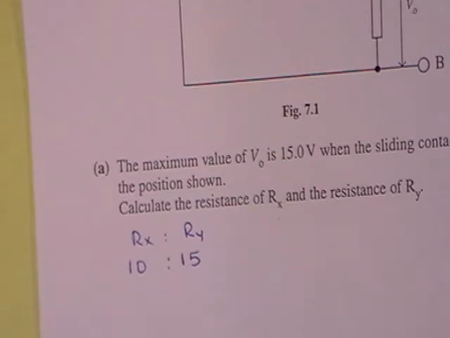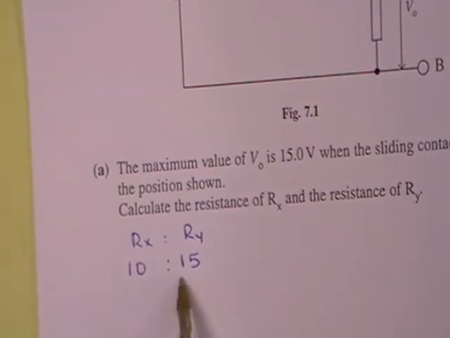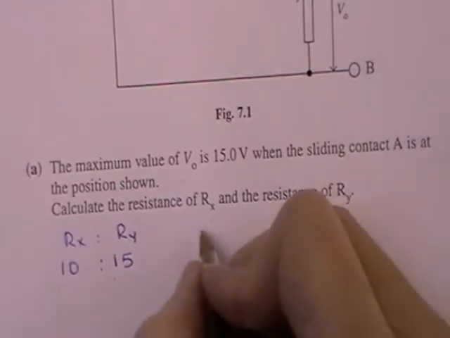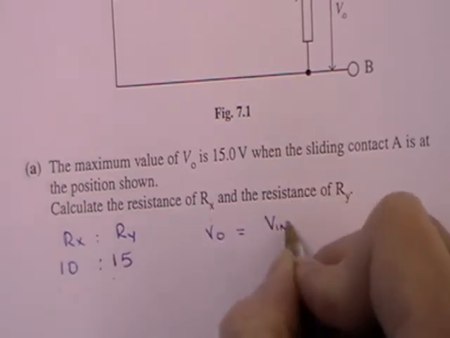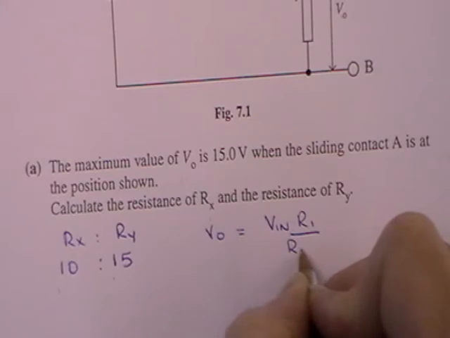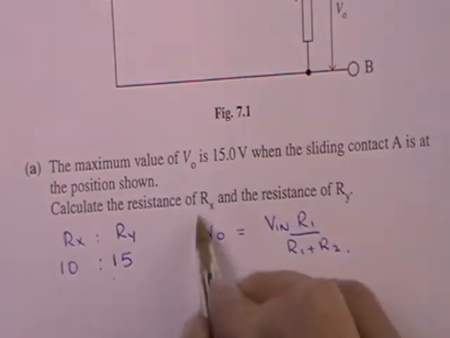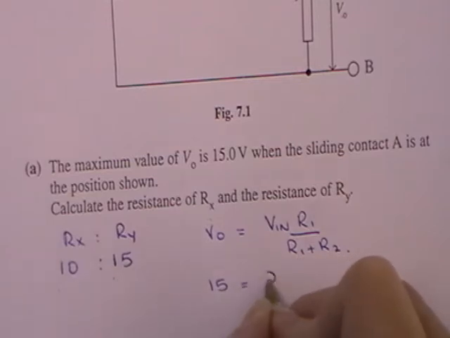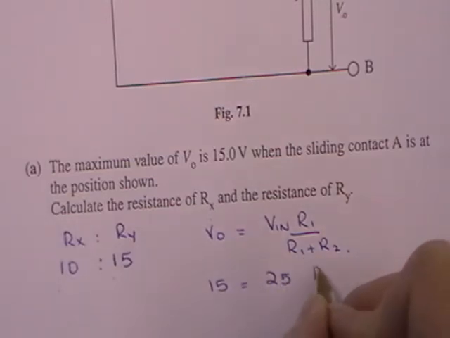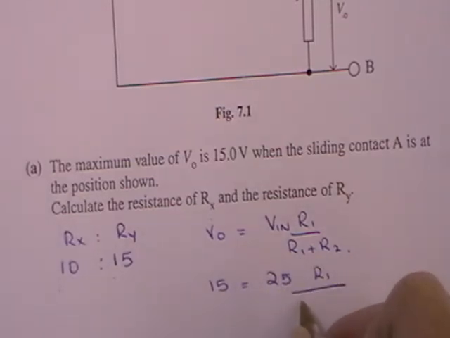And so maybe instead of just using these here, you could use these and calculate your total current in the circuit. But what I will do is I'll just stick it into the equation. So V out is going to be equal to V in times R1 over R1 plus R2. And V out is equal to 15, V in is 25. R1 we don't know, but we do know that R1 plus R2 is 500.